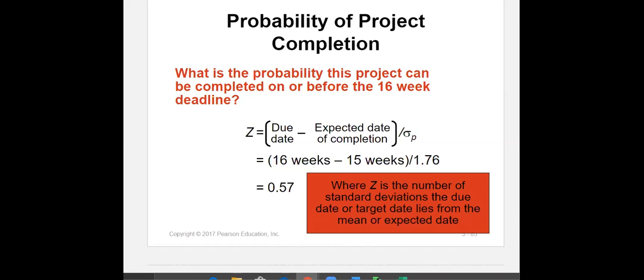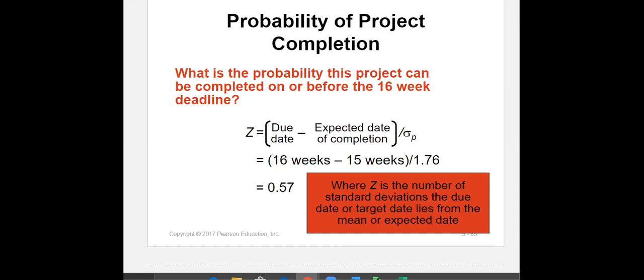Did you get the formula? Due date equals z times sigma plus expected. That's your formula. So anytime this type of question gives you the probability and asks for the due date, you use this formula in the slide. If the probability is given and due date is asked, you use the formula I just sent to the chat group. Okay. Any questions?